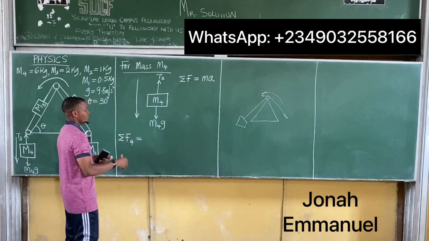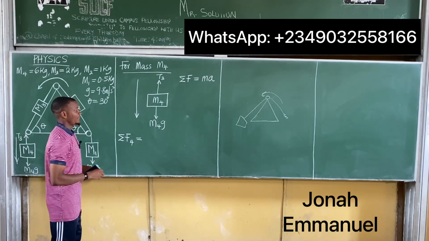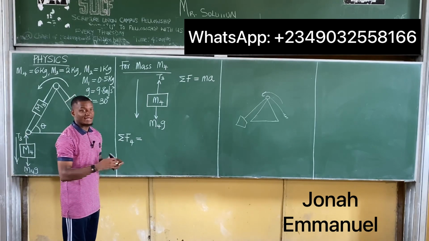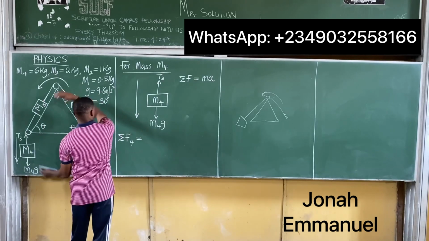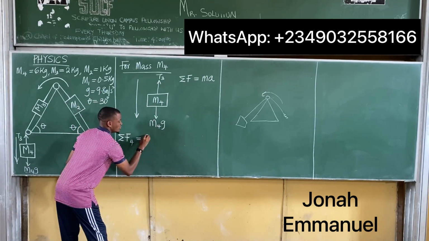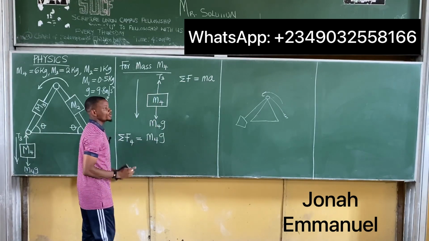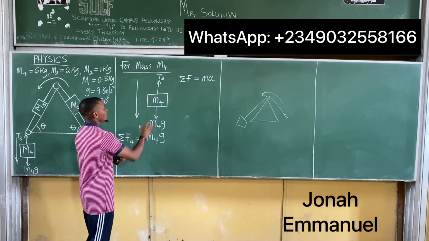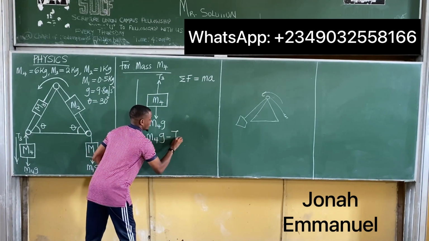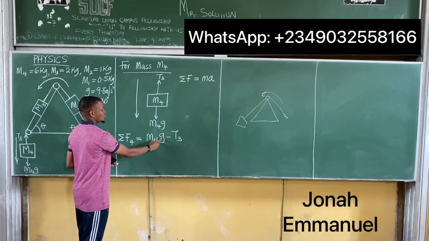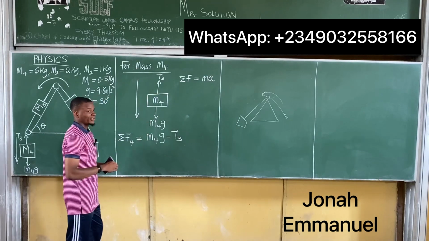We said if the force is going towards the same direction, it is considered positive. If it's going in the opposite direction, it's considered negative. This one here is going in the same direction as the motion of the system, so this becomes positive. I'm having M4G. This one here, T3, is going in the opposite direction of the system, so it becomes negative, minus T3. So I'm having M4G, same direction, minus T3, because it's going in the opposite direction.